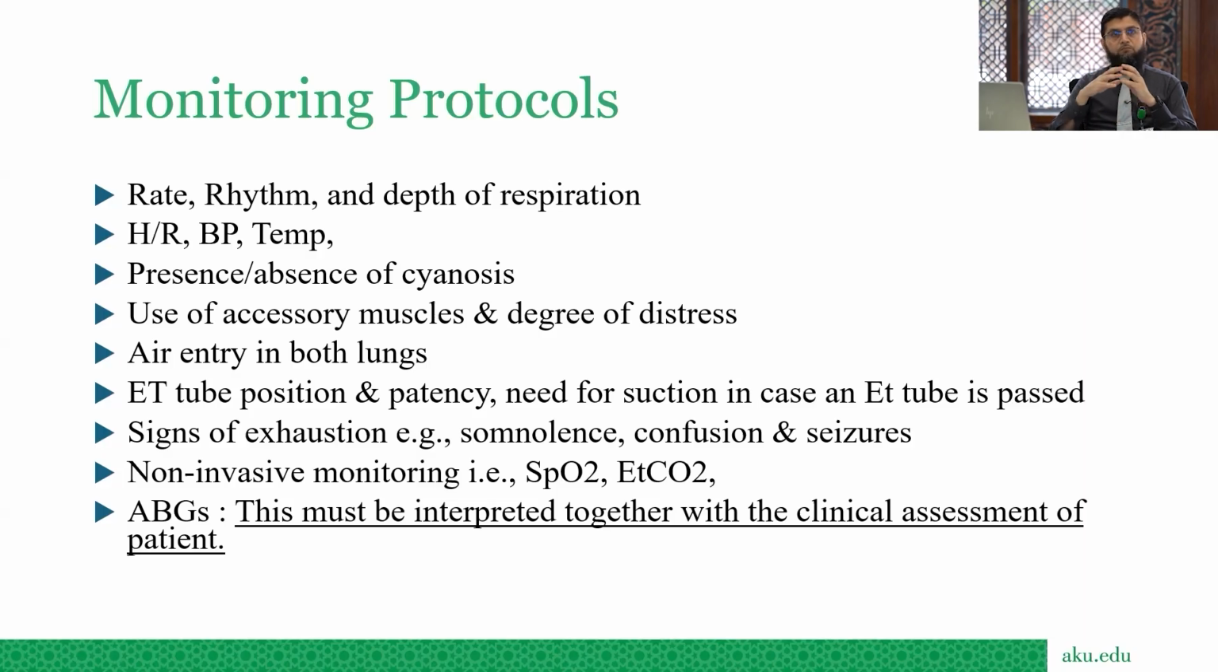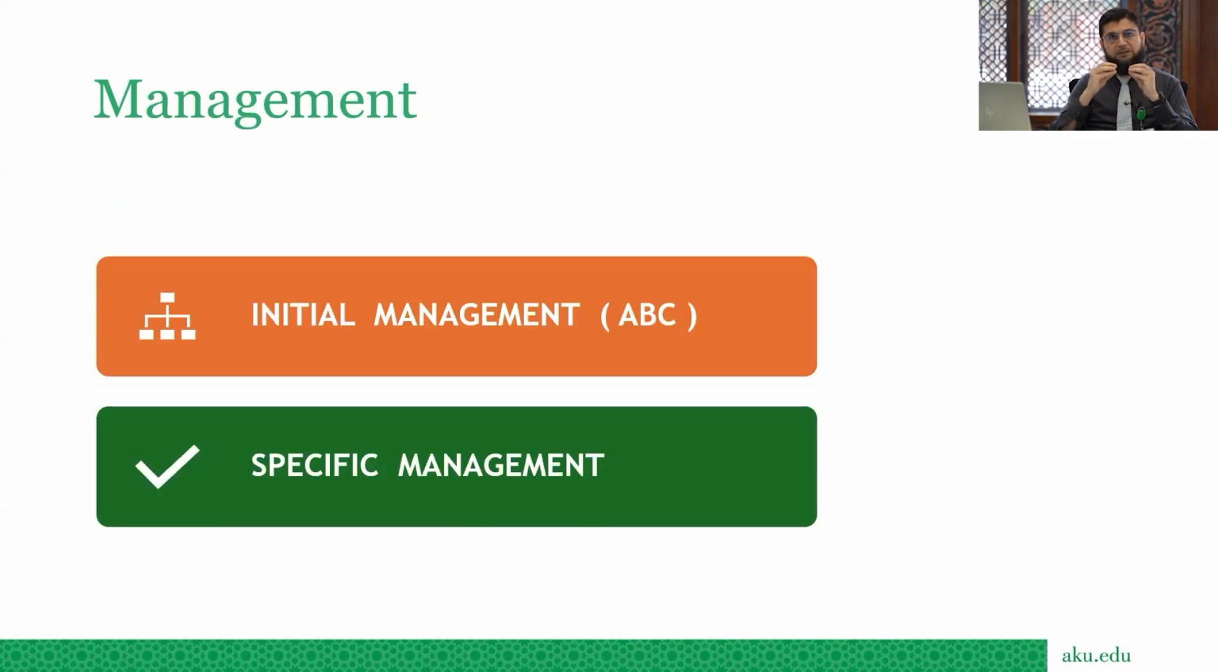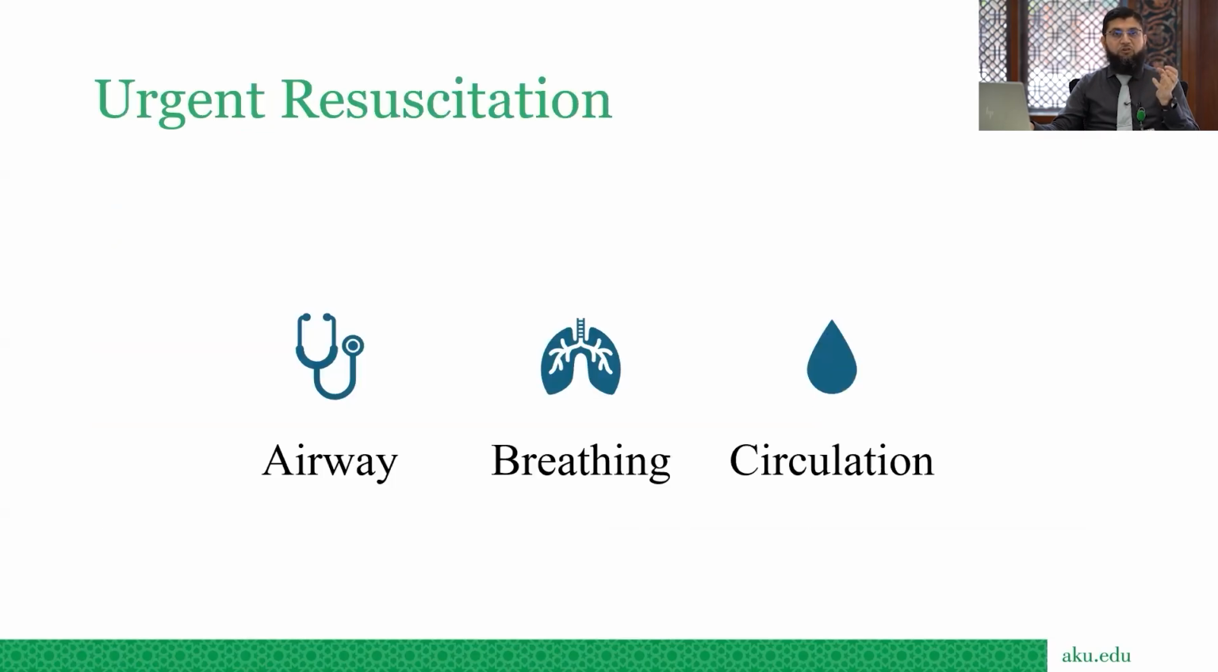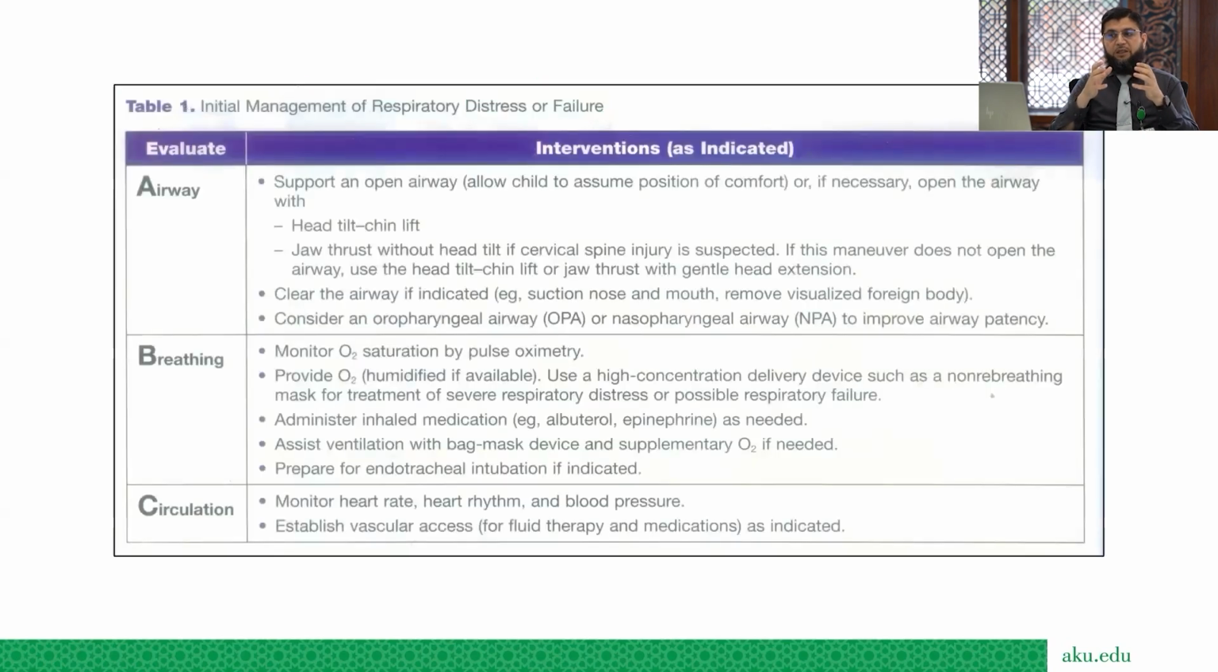So, coming to the management part, the initial management is airway, breathing, circulation. That is pretty important, and then specific management for these respiratory failure patients. Before moving forward, we are going to discuss what pertinent urgent resuscitation needs to be done in these patients for airway, breathing, circulation. For the airway, you need to open the airway with head tilt chin lift, or jaw thrust in the case of head trauma or cervical trauma, and you need to clear the airway by suctioning or by inserting the oral airway, or if there is a foreign body, that needs to be removed. You need to insert an oropharyngeal or nasopharyngeal airway.